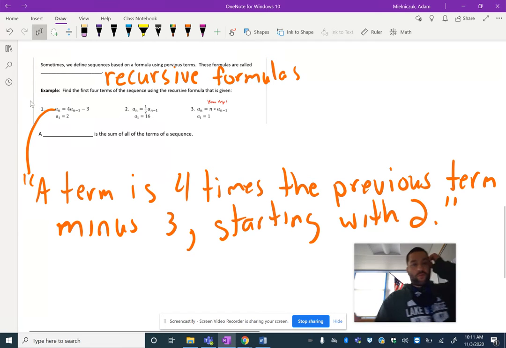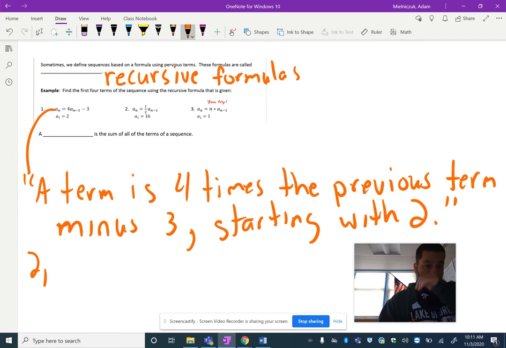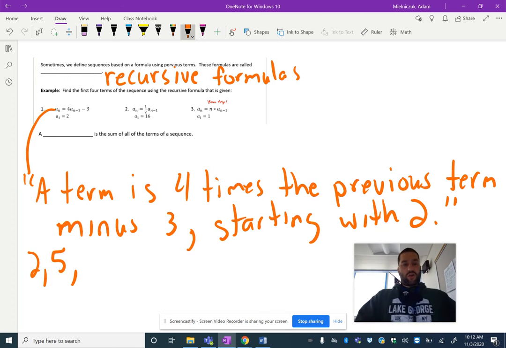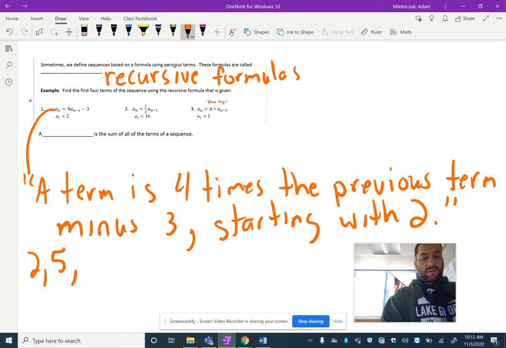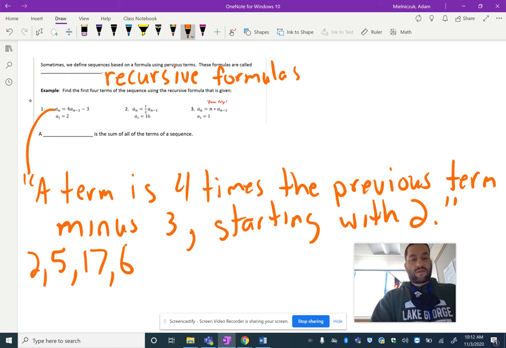So if we wanted to find the first 4 terms, well, for this one, we know term 1 is 2. Let's see, term 2 would be 4 times 2, which is 8, minus 3, which is 5. The next term would be 4 times 5, which is 20, minus 3, which is 17. So the next term would be 4 times 17, which is what? 68, minus 3 is 65.